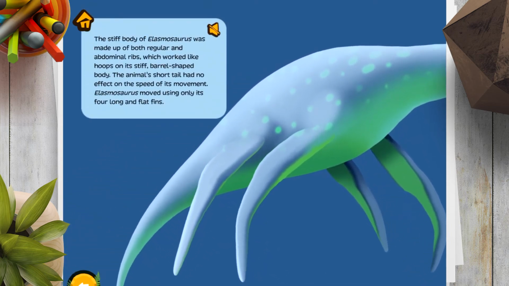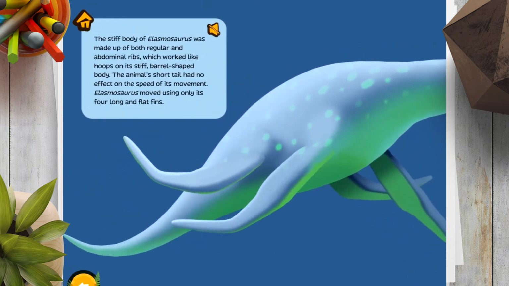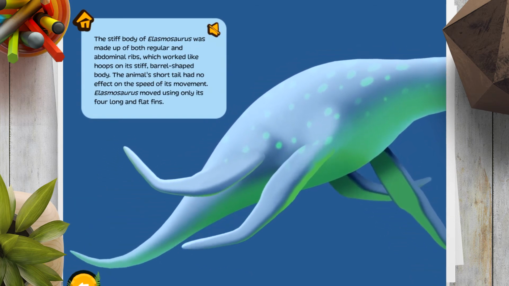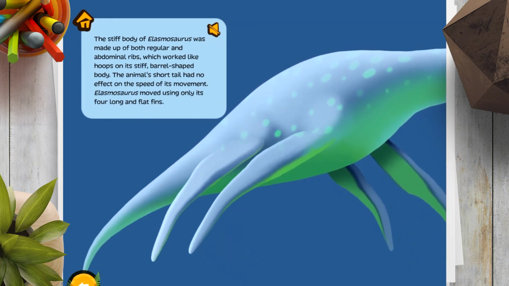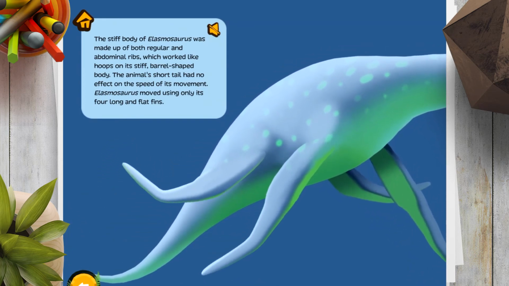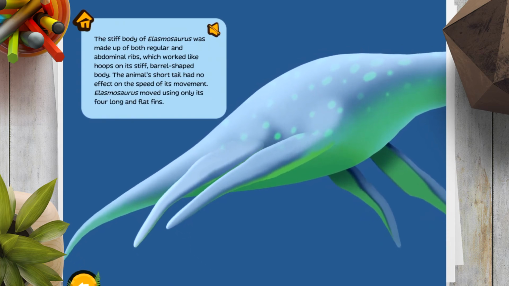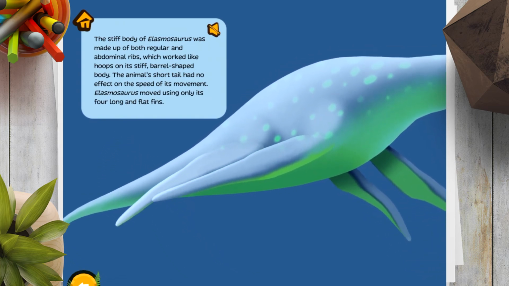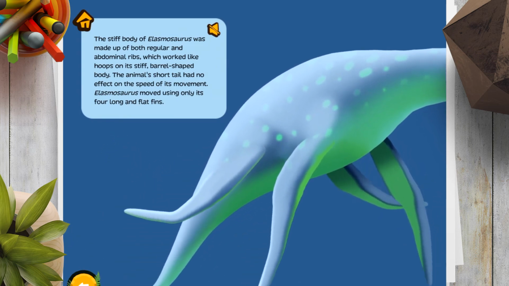The stiff body of Elasmosaurus was made up of both regular and abdominal ribs, which worked like hoops on its stiff, barrel-shaped body. The animal's short tail had no effect on the speed of its movement. Elasmosaurus moved using only its 4 long and flat fins.